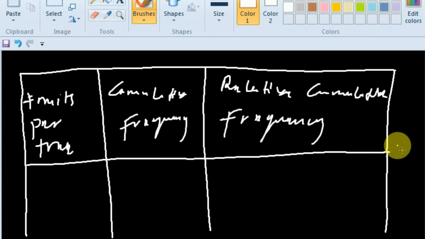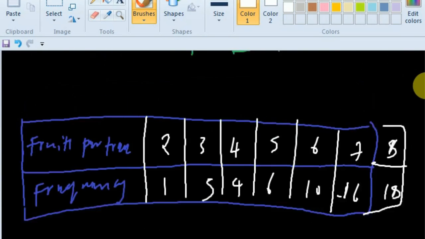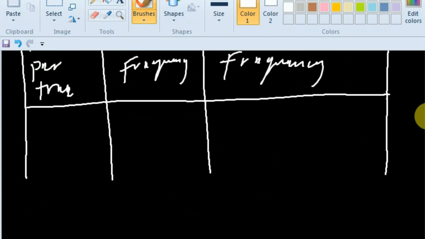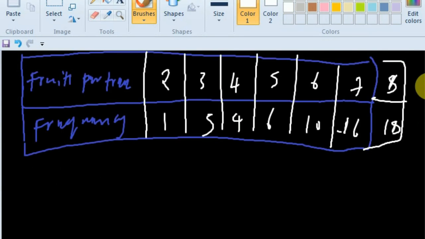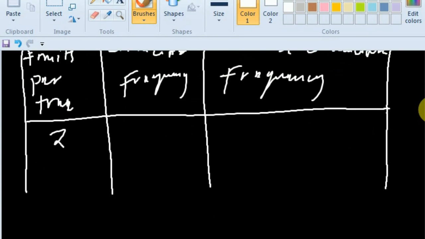From the information that we've been given for the fruits per tree, we know that the numbers go from 2 up to 8. So we can say 2 there. Then the frequency of 2, let's check, it's 1. The frequency of 2 is 1.